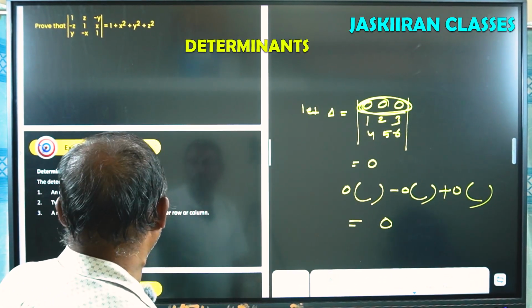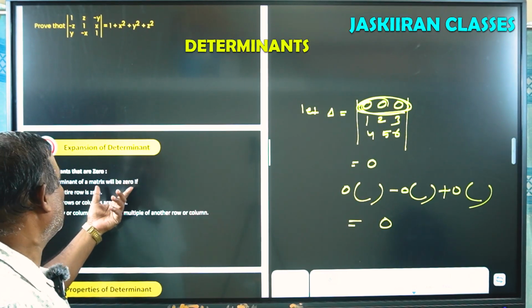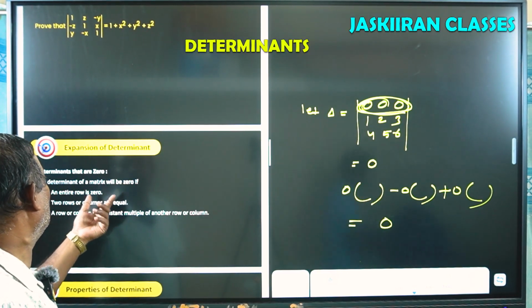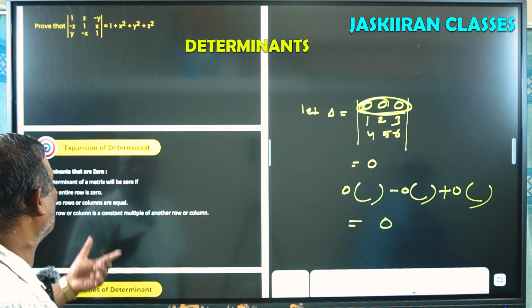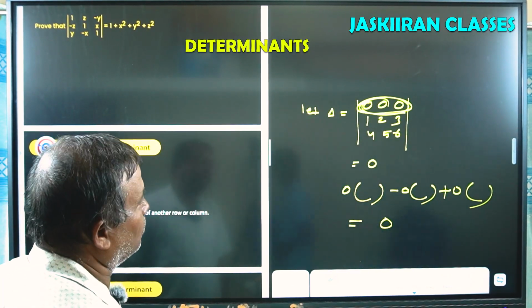So it is given that the determinant of a matrix will be 0 if an entire row is 0, or if two rows or two columns are equal, or if a row or column is a constant multiple of another row or column.